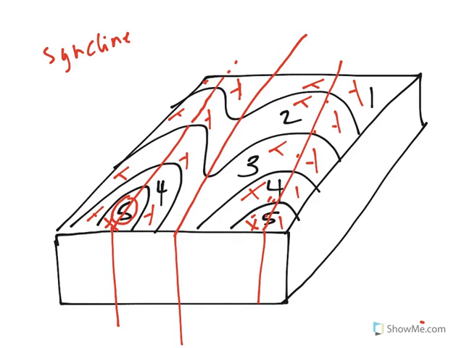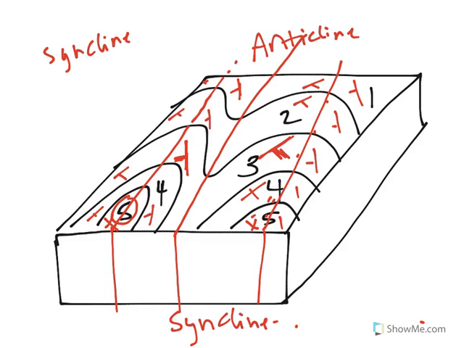Now let's take a look. Look at what these beds are doing. This one's dipping this way. This is dipping this way. So what do we have in the middle? We have an anticline. Alright, so far we have figured out we have a syncline, anticline, syncline.